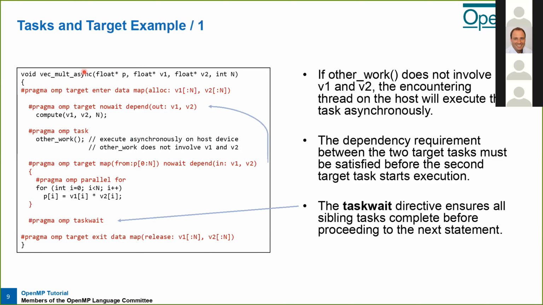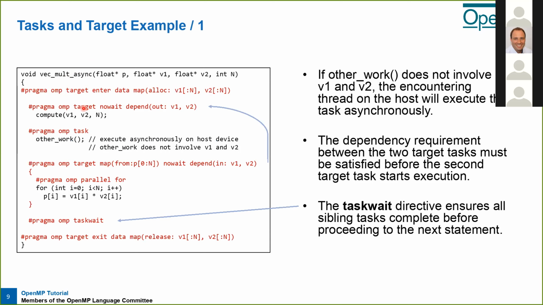So this is, again, vector multiplication in an asynchronous way. Again, this is not meant for efficiency or anything like that. It's here to illustrate several different aspects. We have a target enter data, which allocates V1 on the device and also V2 on the device.